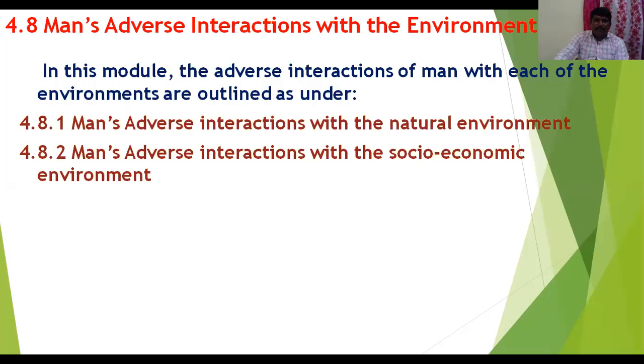Like it is for the natural environment, the adverse interactions of man with the socio-economic environment are of a mixed grill, involving both ecological and sociological issues. Prominent among the ecological issues are environmental pollution, greenhouse effect, ozone layer depletion, global warming, climate change, massive loss of biodiversity, and gas flaring.